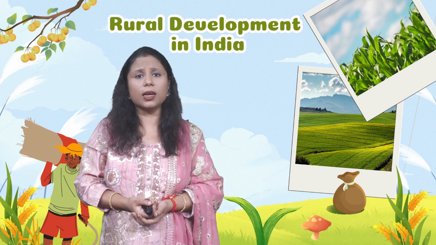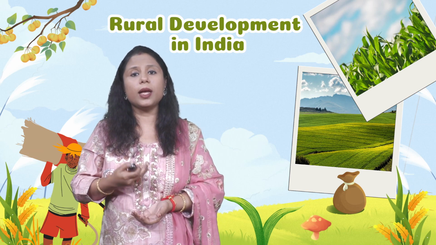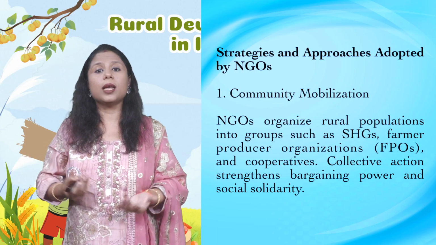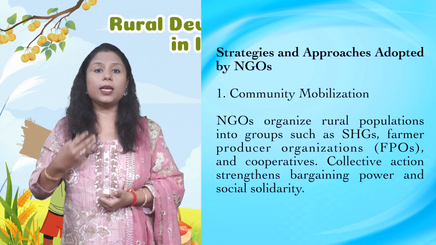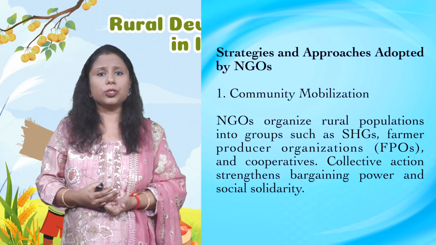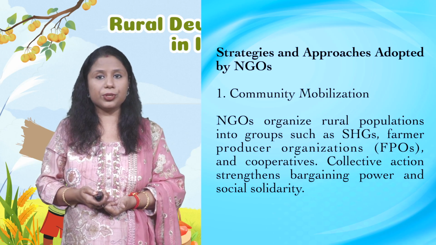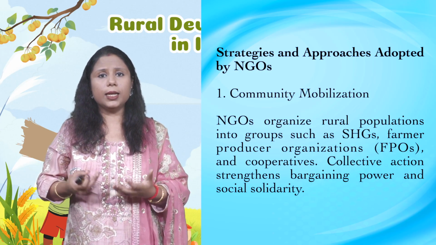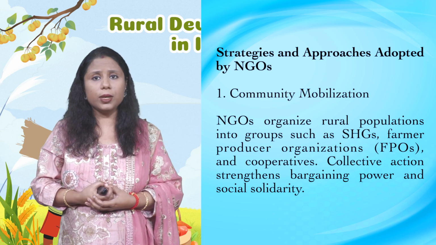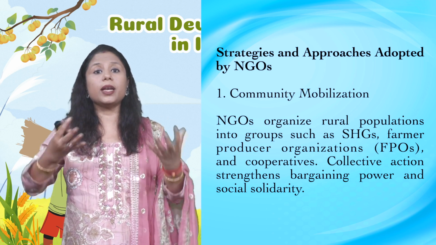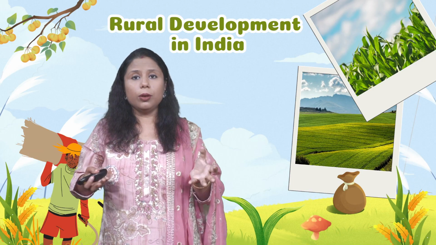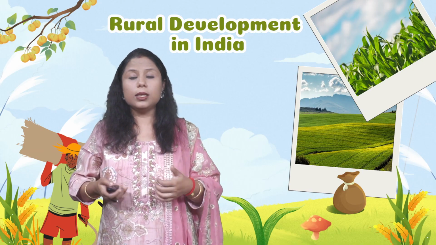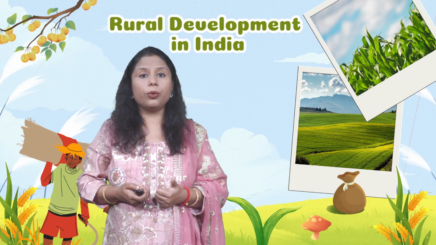Now, let us try to understand the various strategies and approaches adopted by NGOs. How do they work for rural development? So firstly, they try to mobilize the community. Community mobilization is one of their key strategies. They often organize rural populations into groups such as self-help groups, farmer-producer organizations, cooperatives, and so on. By doing this, they try to strengthen the bargaining power of the rural communities and enhance their social solidarity. So bringing them together, forming a group amongst them, and mobilizing them is one of the key strategies they adopt for rural development.